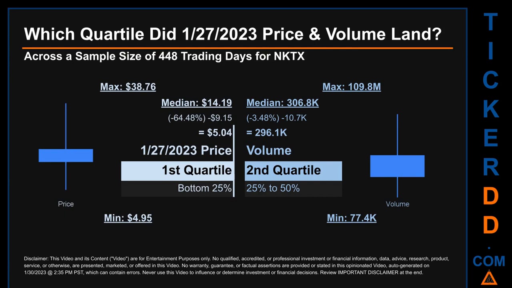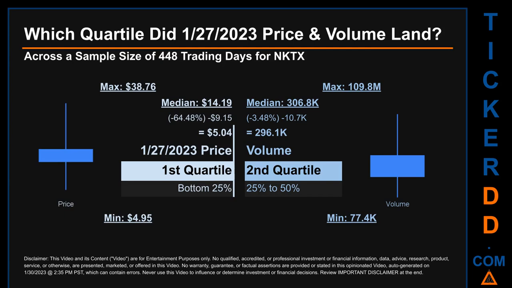Which quartile did January 27, 2023 price and volume land? Across a sample size of 448 trading days, the maximum end-of-day price for NKTX was $38.76 while the minimum was $4.95. Within that price range, January 27, 2023 price, of $5.04, landed within the first quartile, meaning it was within the bottom 25% of all sampled end-of-day prices.